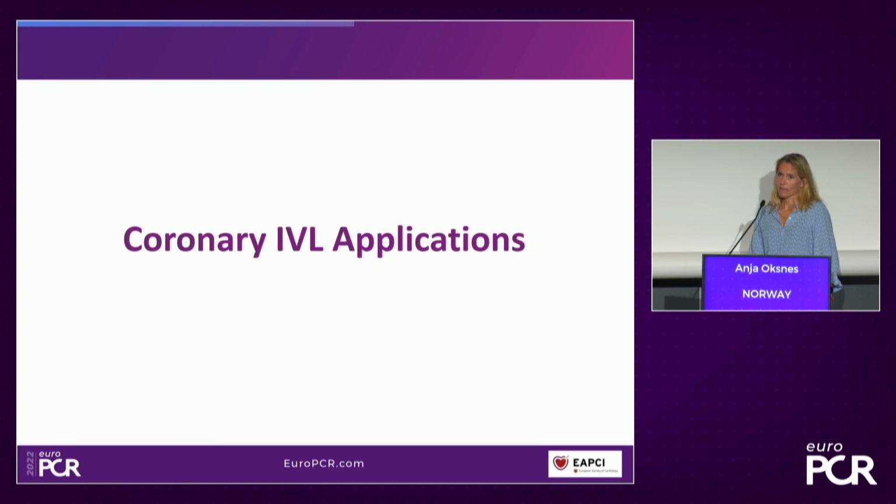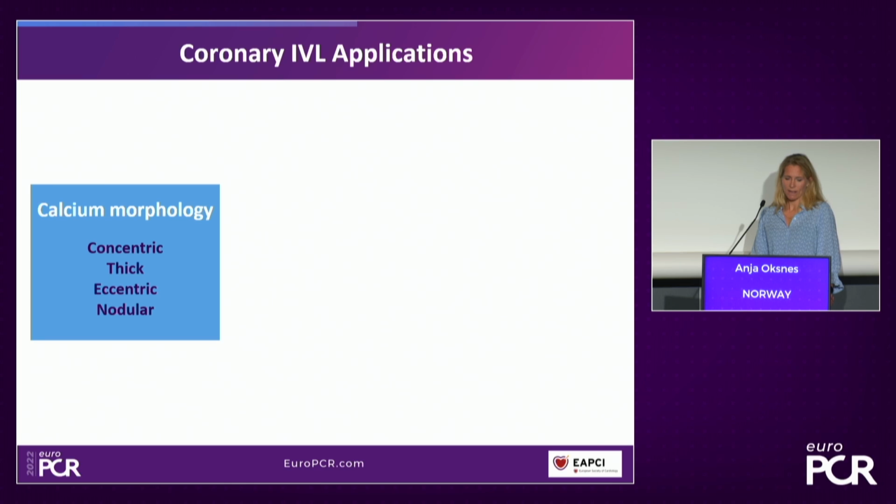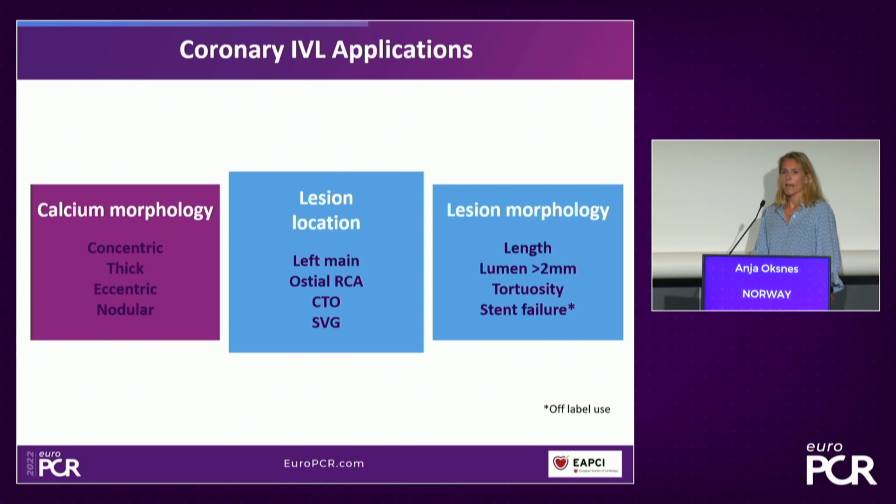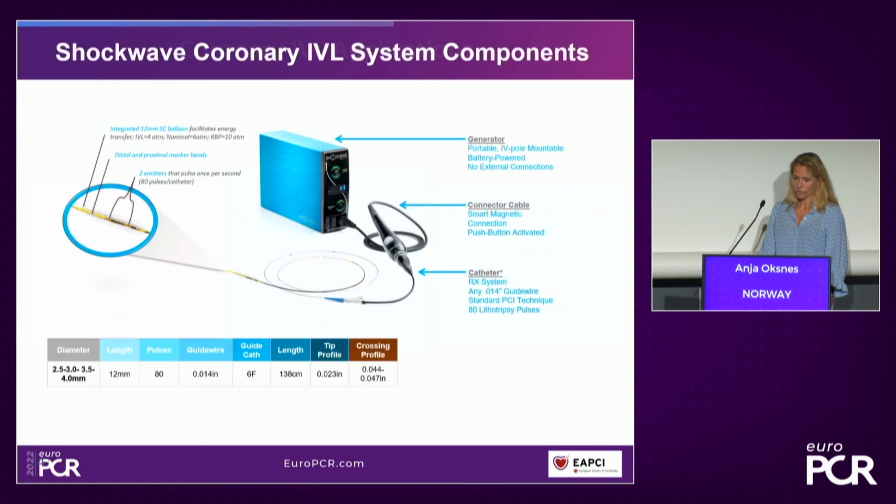So, some of the applications of IVL: we know now that IVL works in concentric calcium, thick, eccentric, and nodular calcium. And we also know that it's a good tool to treat big vessels like the left main and ostial RCA. It's been proven effective in CTOs and vein grafts, and also in long lesions and in smaller lumens. So we'll look at this closer.